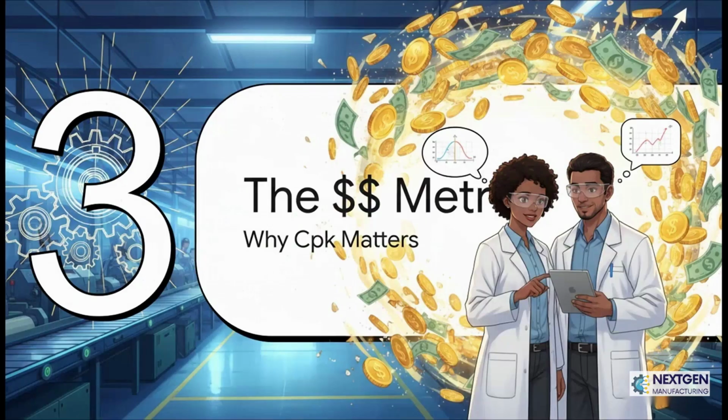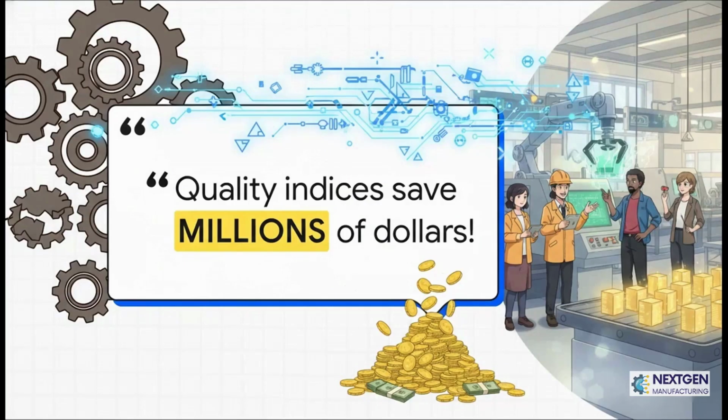And look, this isn't just some number for engineers to obsess over in a lab. This single metric has a massive, direct impact on a company's bottom line. We are talking millions and millions of dollars. I just love this quote because it really cuts right to the chase. Companies that master their process capability don't just make less scrap. No, they fundamentally improve how their product performs in the real world, and they save an unbelievable amount of money in the process.